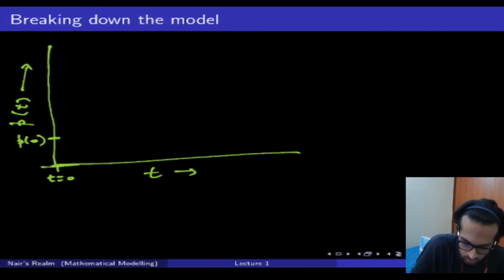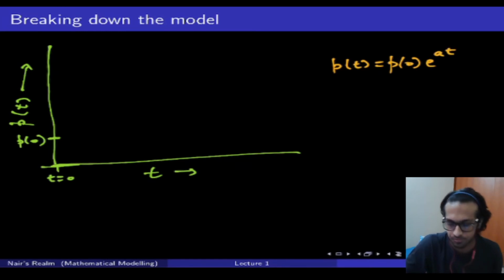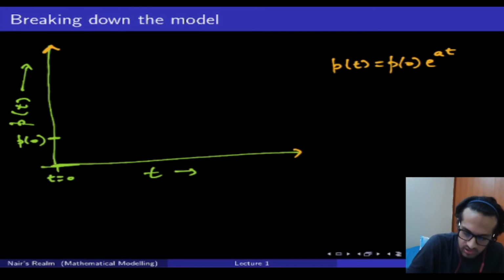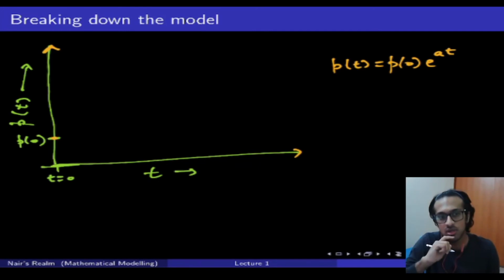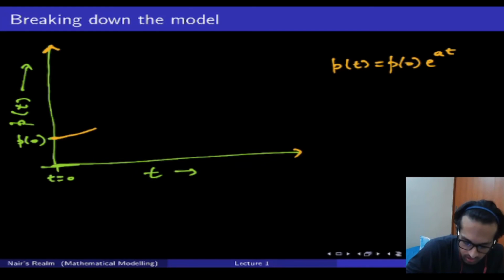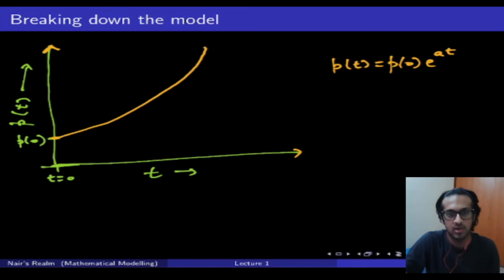Now the thing to notice here is that our solution p of t was p of 0 e power a t. So if I were to plot this graph, at t equal to 0, it's here, and the exponential curve essentially means that it grows at an exponential rate, which means it's not linear. Linear is a straight line. So the slope has to be much higher than that. So it will be something like this, right? So it's growing exponentially.